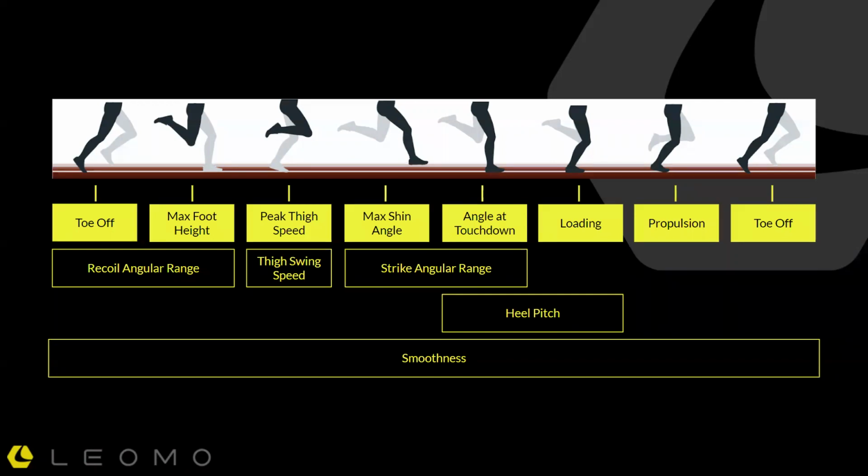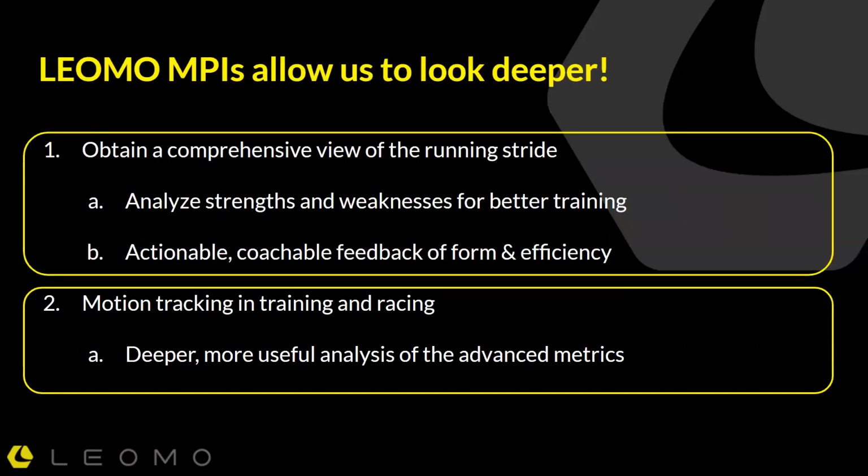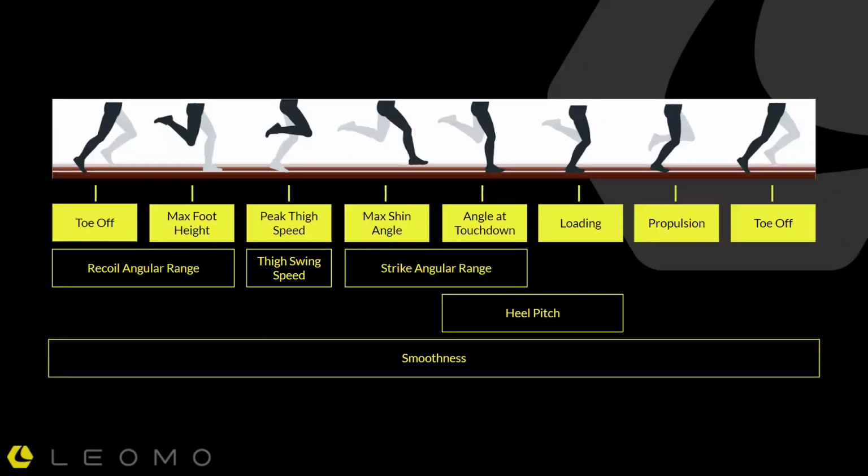What we can see from left to right is a whole stride cycle from toe off to max foot height, peak thigh speed, max shin angle, angle at touchdown, loading, propulsion, and then back to toe off. That is an entire gait cycle. And we can see in the area that our 5 MPIs cover, we are covering the entire stride cycle and being able to pick up, identify and measure characteristics that are happening at every single phase.